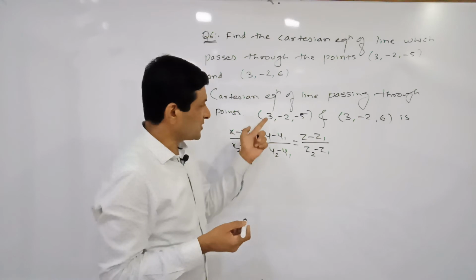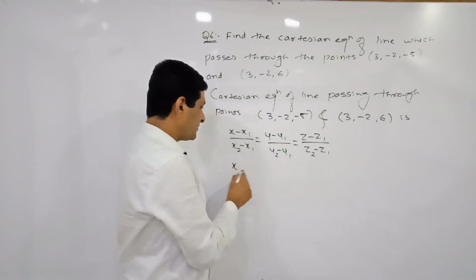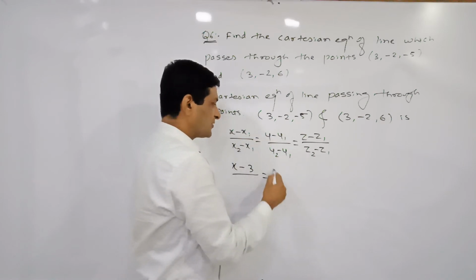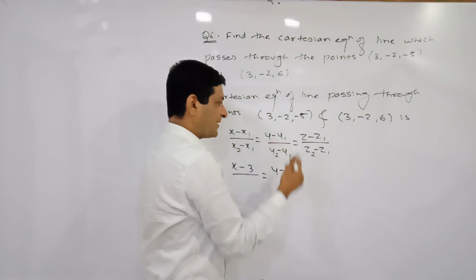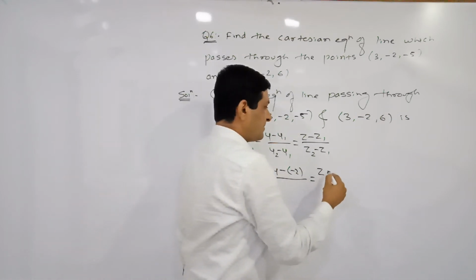So now we are supposing that these are the values of x1, y1, z1. What result will we get here? x minus x1, x1 is what here? 3. It is equal to y minus y1, but y1 is how much? Minus 2, is equal to z minus z1.